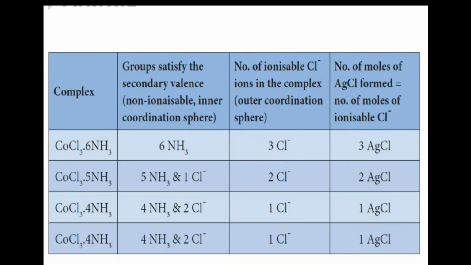Okay, so 3Cl is freely available, and 3Cl is involved in the reaction with silver and forms 3 moles of AgCl. Similarly for the second complex, CoCl3·5NH3, first cobalt should satisfy the secondary valency, 5NH3 plus 1 Cl minus, so the remaining 2 Cl ions form 2 AgCl. Then the third complex, CoCl3·4NH3: 4NH3 and 2 Cl form the secondary valency, the remaining 1 chloride reacts with silver to form 1 AgCl.